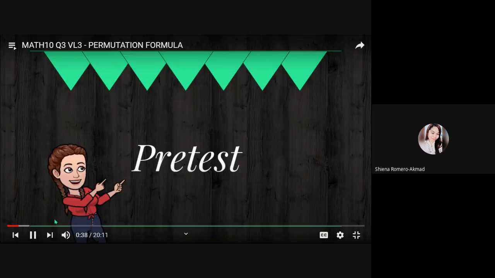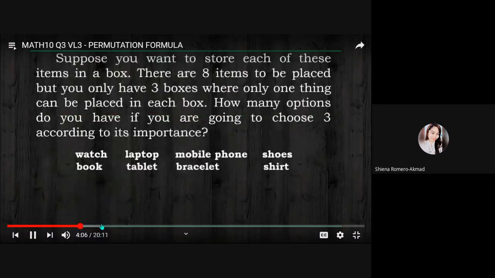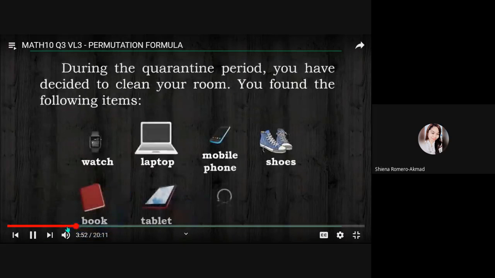Let us have a pretest to check whether you are ready for the lesson. During the quarantine period, you decided to clean your room. You found the following items: a watch, a laptop, a mobile phone, a pair of shoes, a book, a tablet, a bracelet, and a shirt.